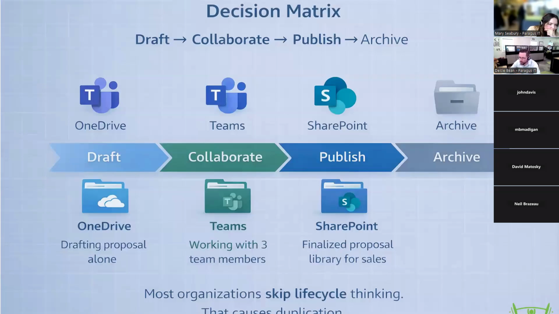Most organizations skip this intentional movement, and therefore files remain in OneDrive after collaboration, Teams becomes a permanent storage instead of an active workspace, and final versions live in multiple places. This is where duplication will happen. Without lifecycle discipline, every stage overlaps and users begin recreating documents because they can't confidently identify the authoritative version. So through thoughtful lifecycle placement, you can reduce duplication, improve search reliability, and strengthen governance over time.